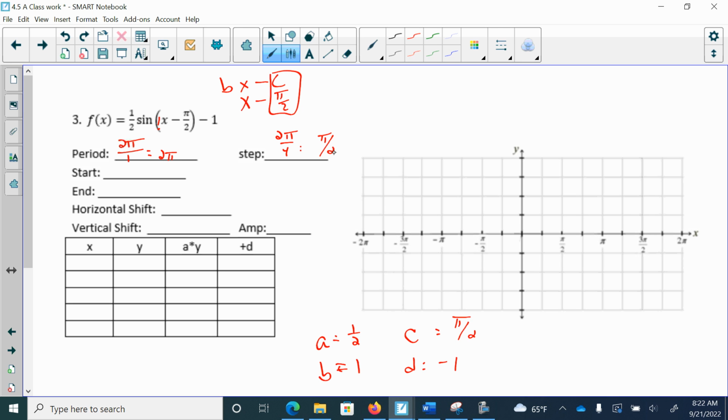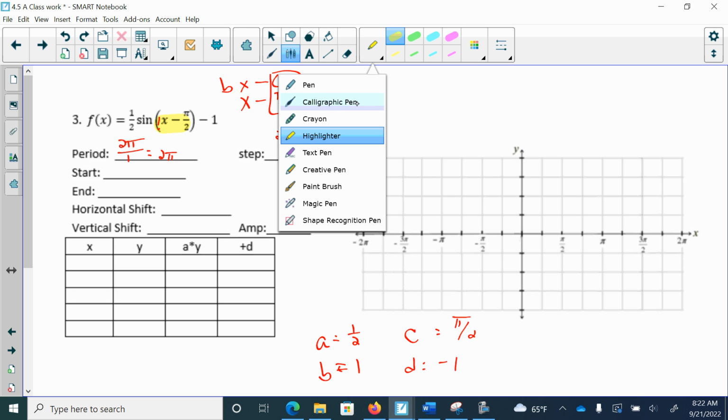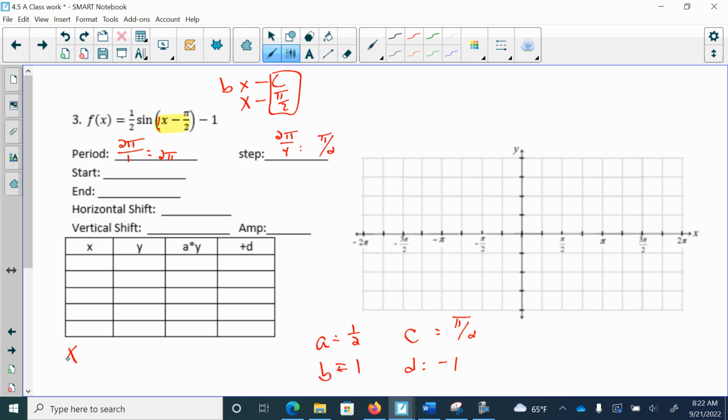To find my start, I take whatever is in that parenthesis. So in this case, it's x minus pi over 2, and I set that equal to 0. And when I do that, I add pi over 2 to both sides, and I'm going to get x is equal to pi over 2. So that is my start.